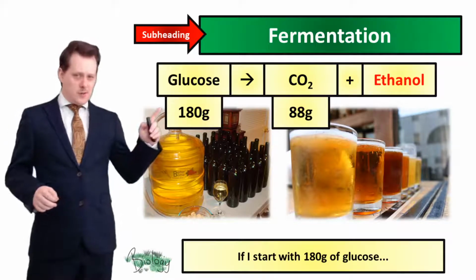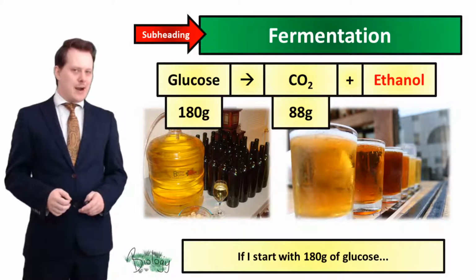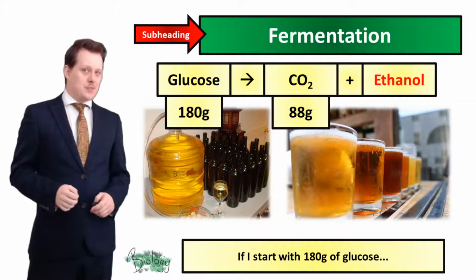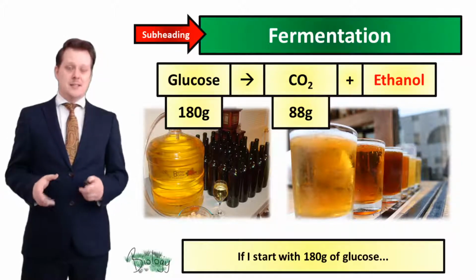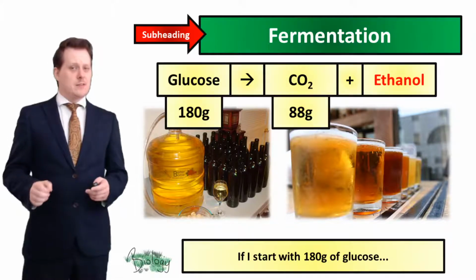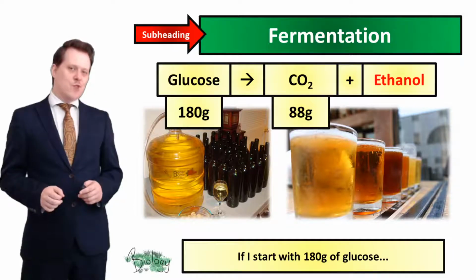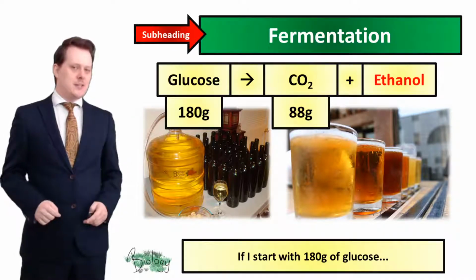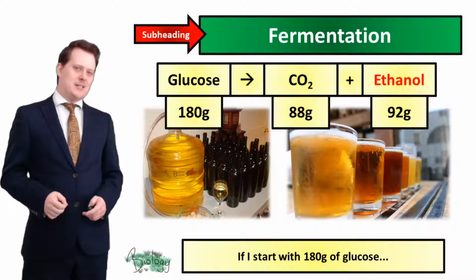Well, if we look at the mass of everything on the left side of the arrow, we've got 180 grams. On the right of the arrow, we've currently got 88 grams. Now the mass of everything on the left side of the arrow has to equal the mass of everything on the right side of the arrow. So if everything on the left equals 180 grams, and so far we've got 88 grams on the right, how much have we got to add to 88 grams to get to 180? 92 grams plus 88 grams will give us 180 grams.